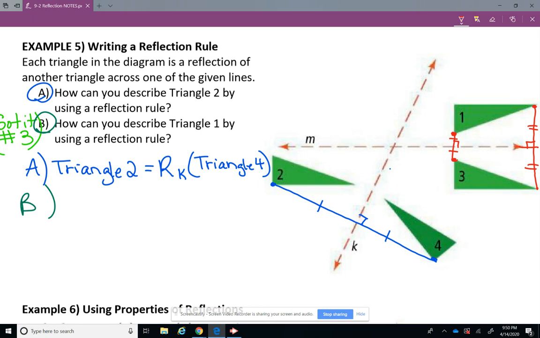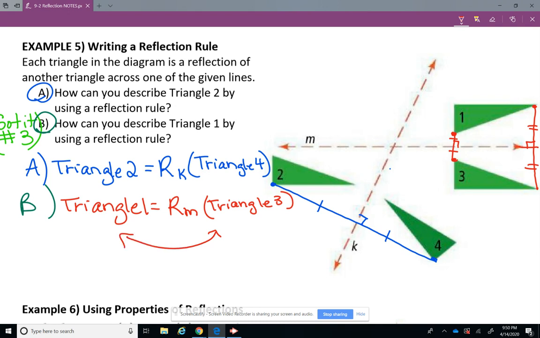All right, so for B, they want to know how can you describe triangle 1 by using a reflection rule. Okay, so triangle 1 equals a reflection. Now, what line is that across? It's across line M. And what triangle is reflecting, forming 1? That would be triangle 3. Now, remember, you could switch the sides just like I did a while ago if you wanted to. So we used a reflection rule to describe triangle 1.